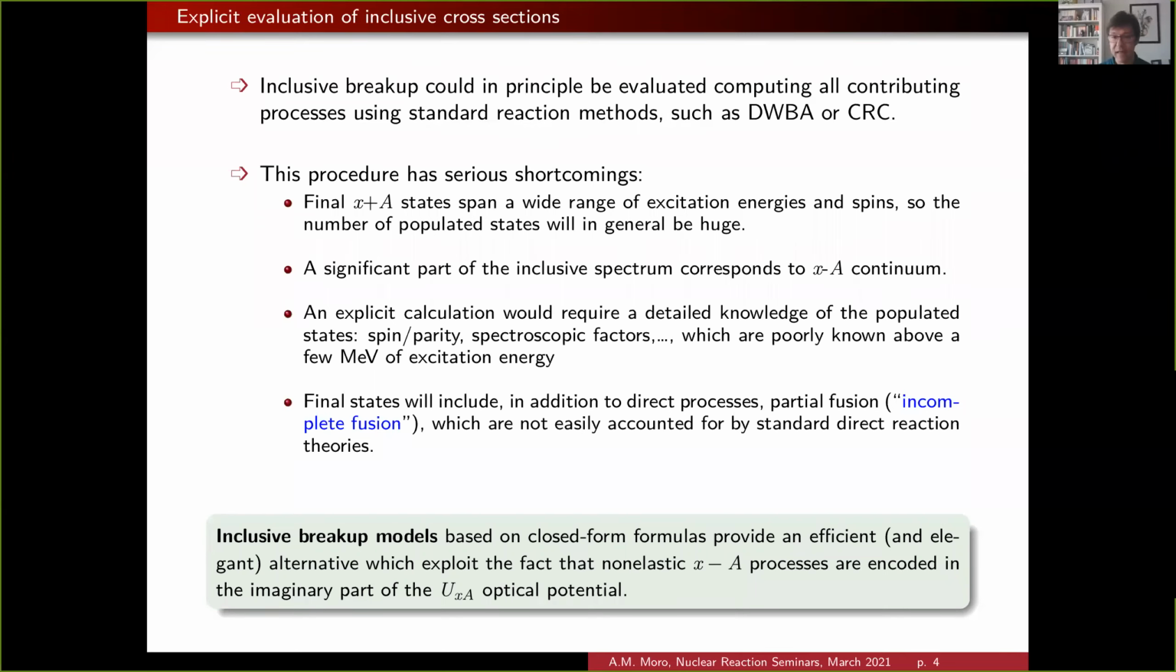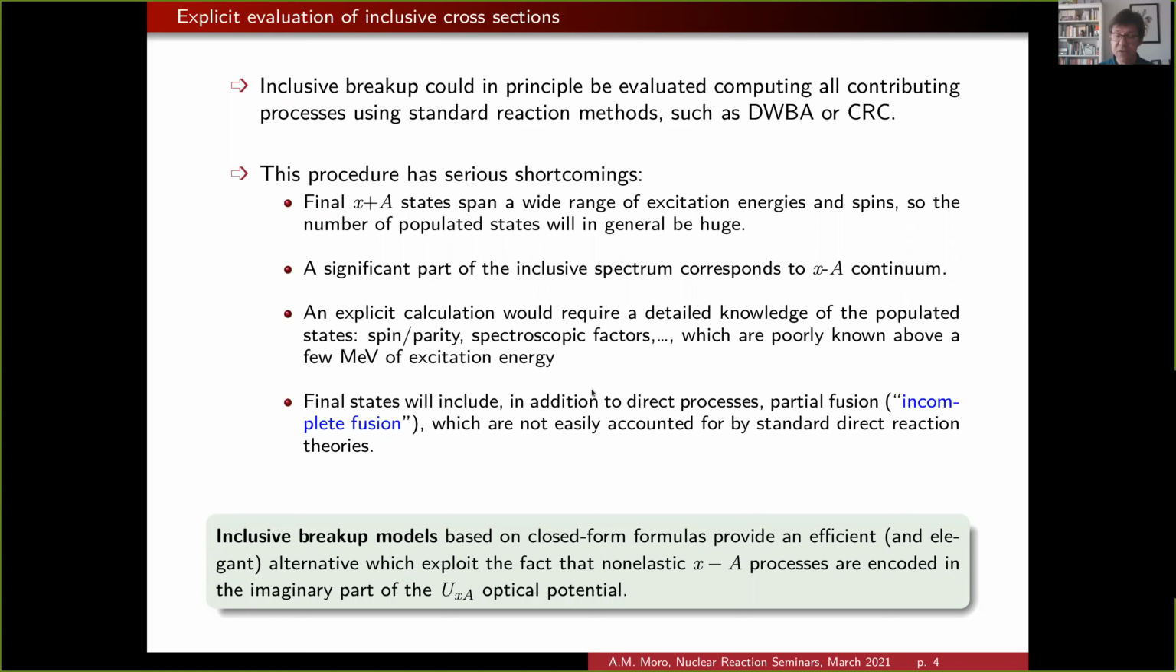So this means that the number of states that we are populating will be in general huge. Also, part of these states will lie in the continuum with the usual complications that dealing with the continuum implies. And also, if we are to include all these physical states, we need information for our DWBA calculations. We need spectroscopy factors and we need spin parity. This information in general is very poorly known as we go a few MeV in excitation energy.